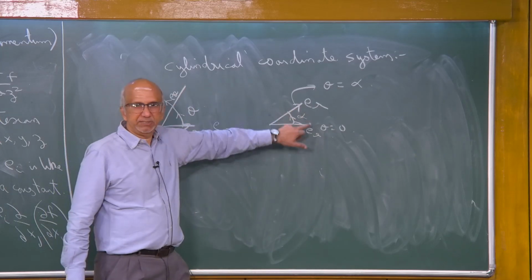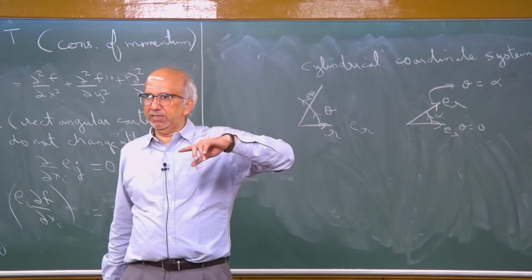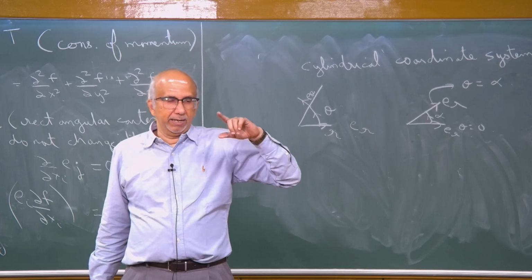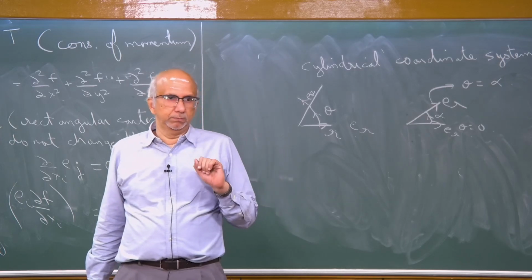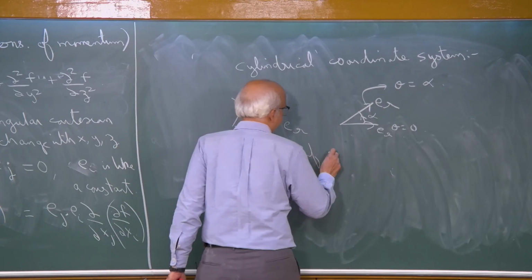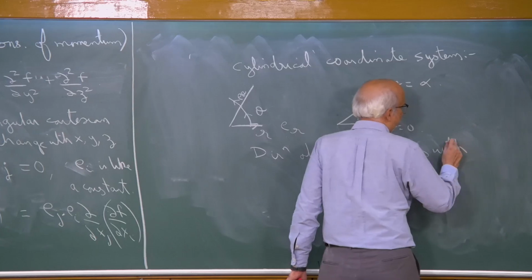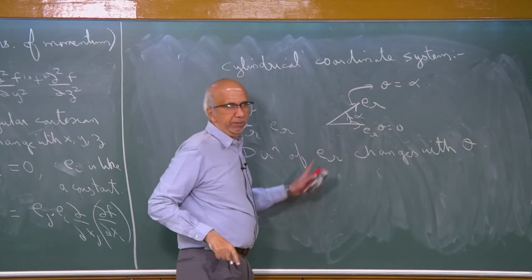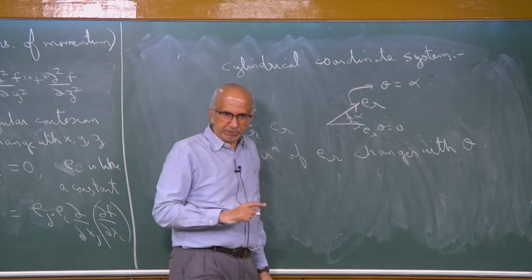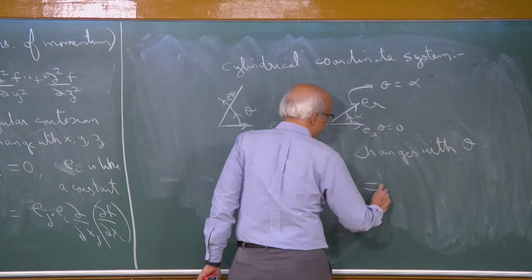Clearly, the E_R at alpha is different from the E_R at 0, because E_R is a unit vector, decided both by the magnitude as well as the direction. The direction of E_R at theta equal to alpha is different from that at theta equal to 0. So the direction of E_R changes with theta. Here it is radially outward, here it is also radially outward, but at a different theta. So with a change in theta, E_R is different. All I am saying is dE_R by d theta is not equal to 0.